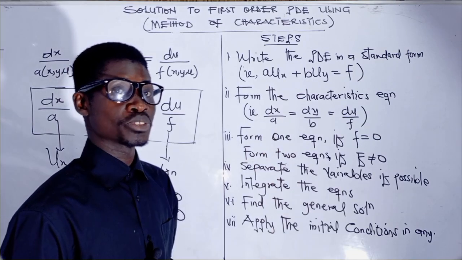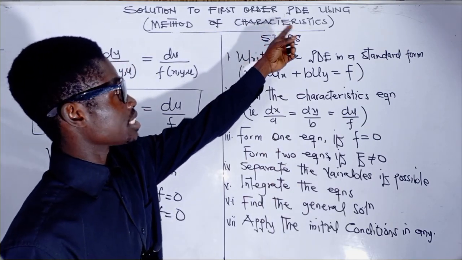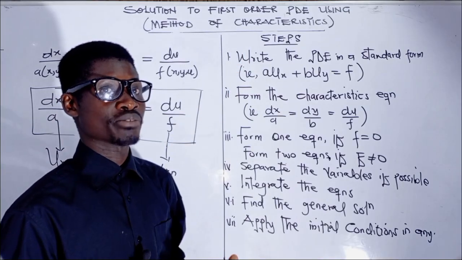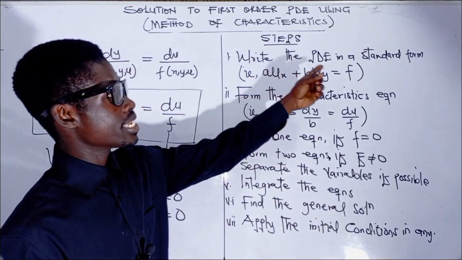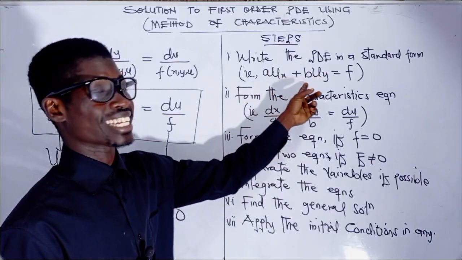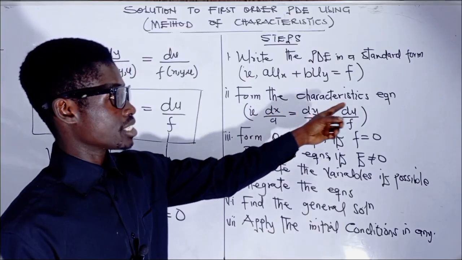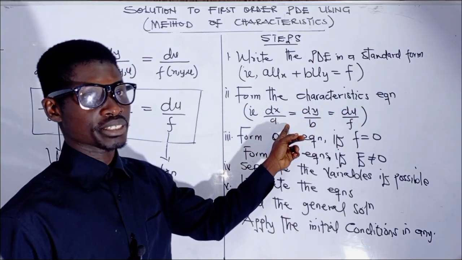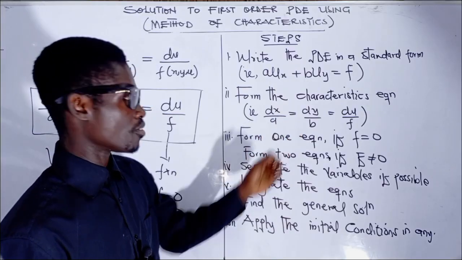So this is the step that is going to help us solve a first order partial differential equation using the method of characteristics. So the first one says that we have to first write the PDE in a standard form. So when the PDE is given, make sure you write it in a standard form like this. And then two, form the characteristic equation. So you form the characteristic equation from the PDE, and it should be in this form.